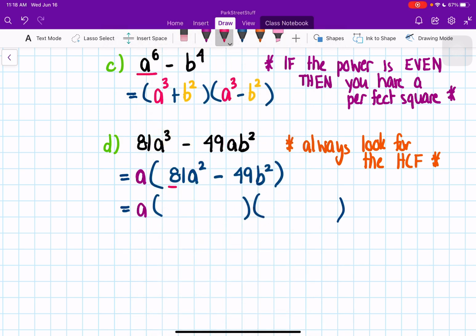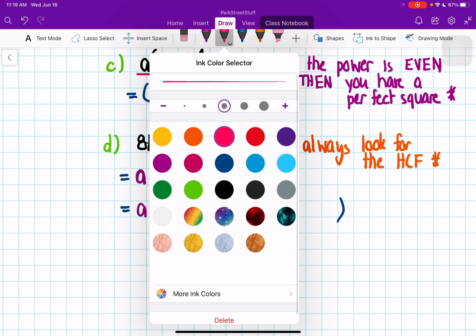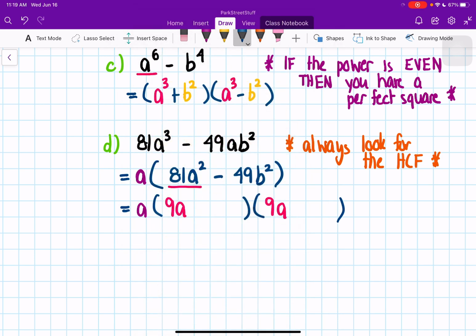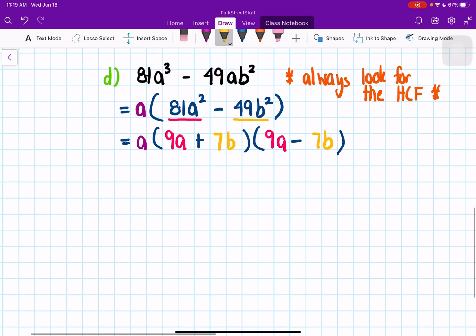My first term is 81A squared, so that square root is 9A, so I put that over there. And then my second term, well, first I'm going to put my plus and minus, and my second term is 49B squared, and so that square root is 7B, and that is how we would factor that one. That's completely factored now.